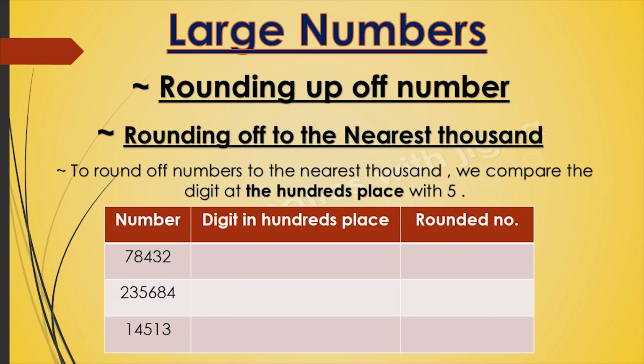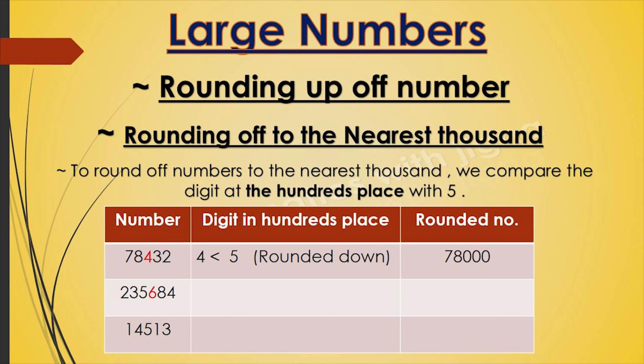Here our first example is 78432. So 4 is in the hundreds place and 4 is less than 5. So if the digits at the hundreds place is less than 5, then we replace the digits in the hundreds, tens and ones places by 3 zeros and rest of the digits remain same. So the answer will be 78000.